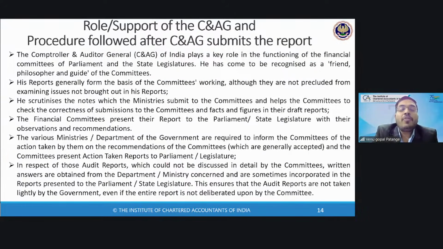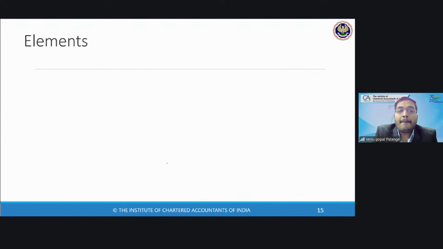So I hope we are clear about the role or support extended by C&AG and the procedure followed after C&AG submits the report. I told you about the constitutional powers of C&AG. Now you understood what is the role of C&AG in PSU audits, right? So out of 5 sections, we are done with the framework.